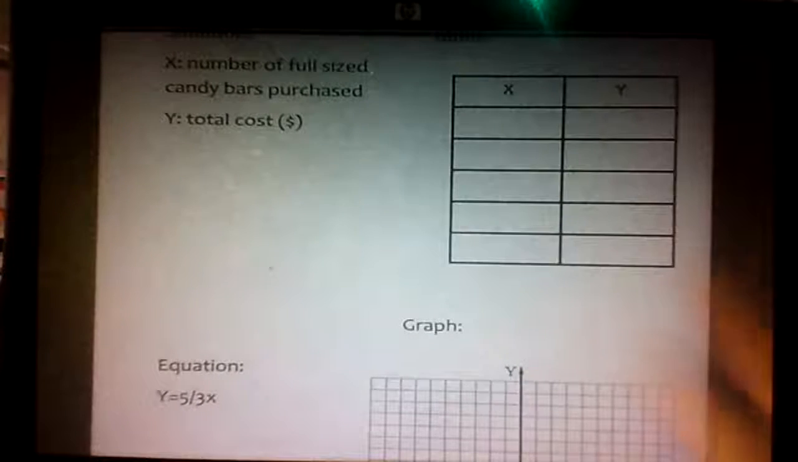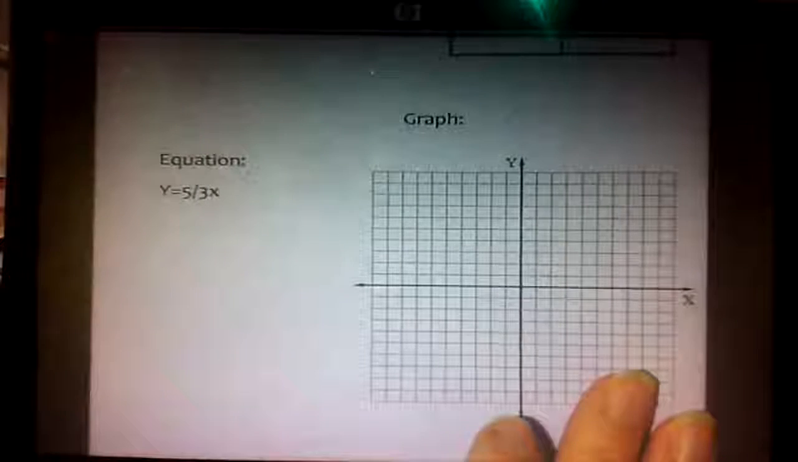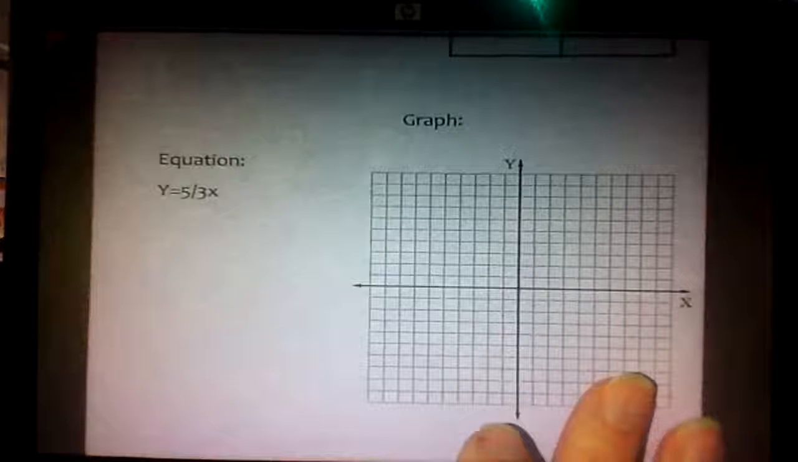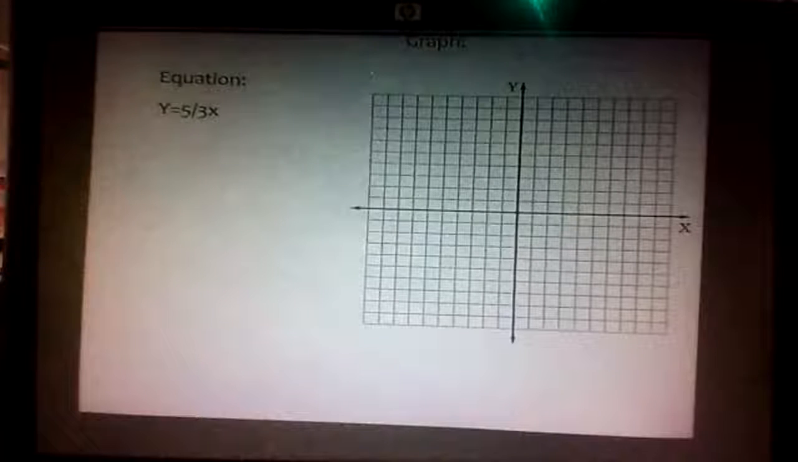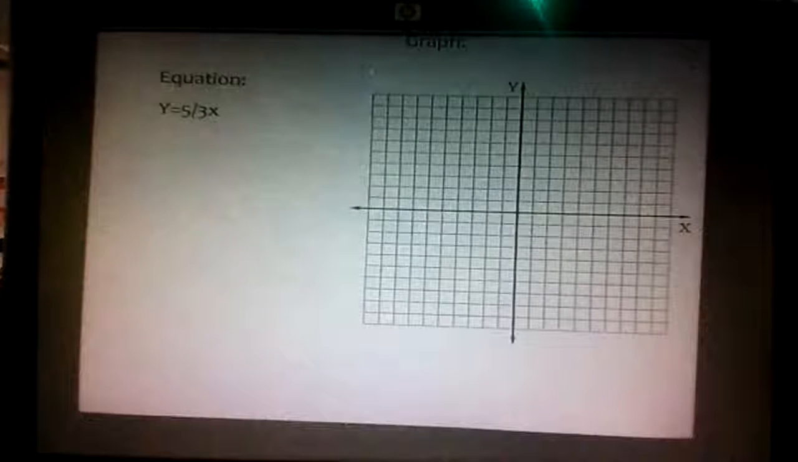So, if I'm given an equation, how do I come up with a table? If I give you this equation, and I want you to come up with an input-output table, okay, so we know that Y equals 5/3 X. And I want a table of values. But I tell you nothing else. What are you looking for? Points. Okay. So, can I tell you that X is 0?